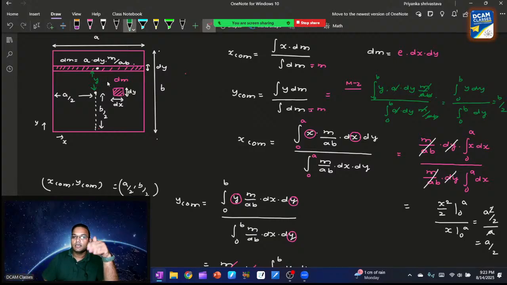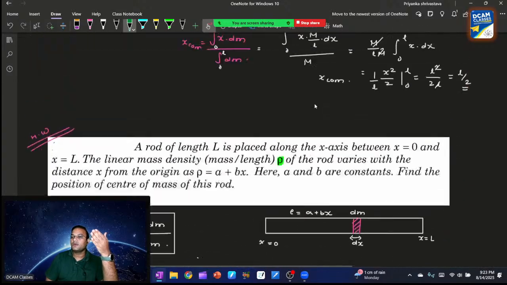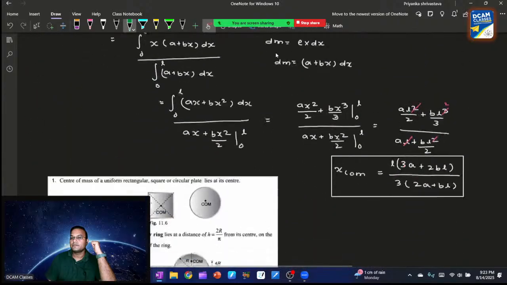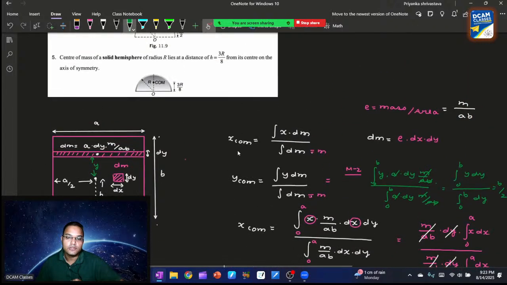They actually use the prior result that you have got: for a uniform body, the center of mass of a rod lies at the center. Like that also they do. But if we do not know anything and I'm taking from scratch, then in that case you will be using the method one that I have just told you.